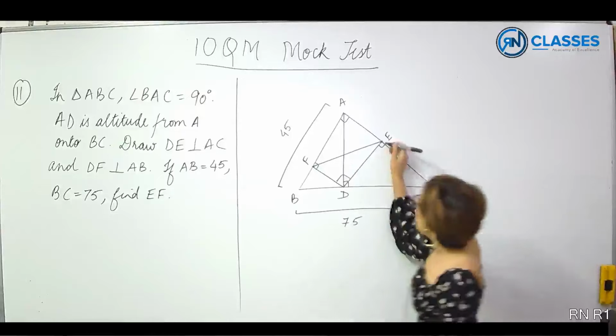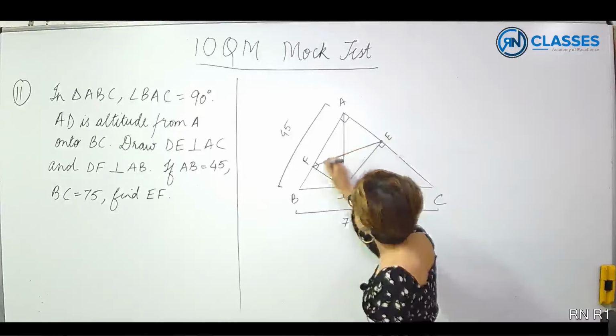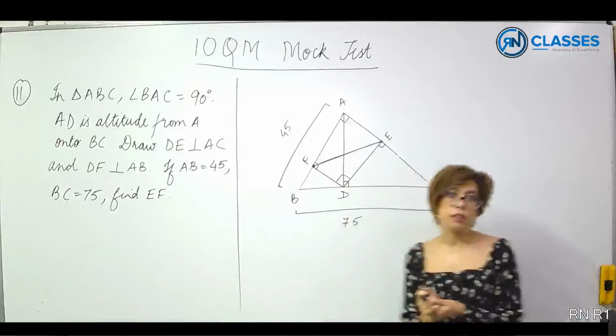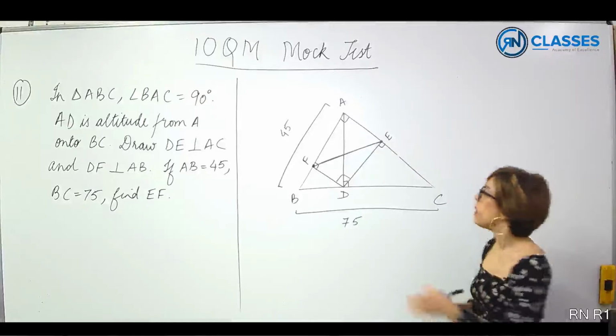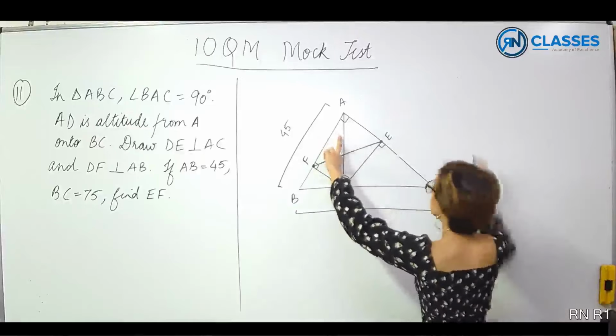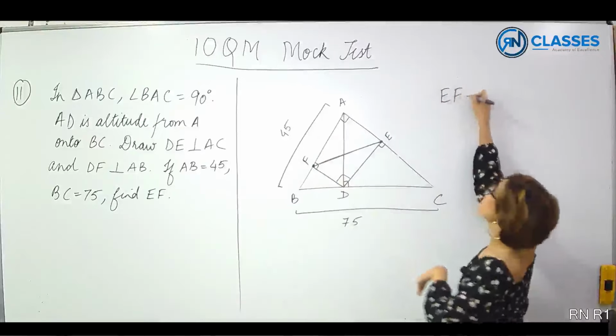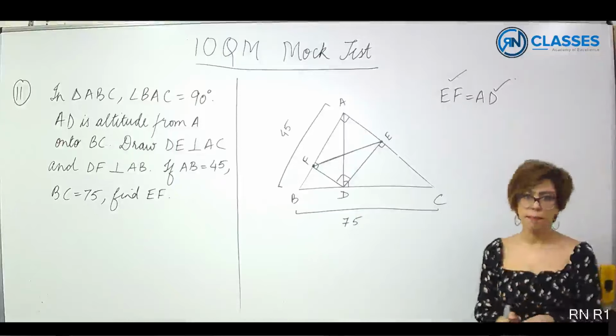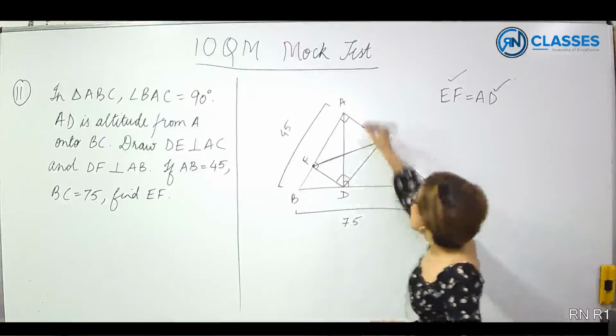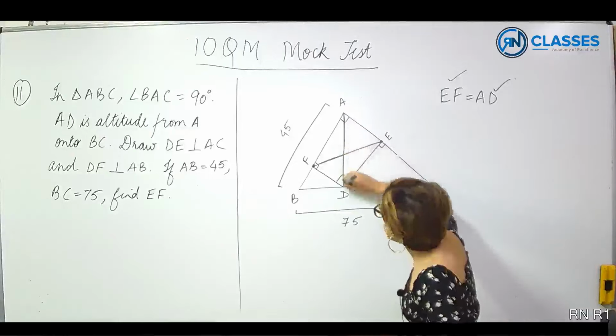Right? Now, I need to find out this length. This is the diagonal of the rectangle. Now, we know that the diagonals of the rectangle are equal. That means EF will be equal to AD. Right? So, instead of finding out EF, maybe I can find out this length AD. Now, let's see what AD is. AD is the altitude of the triangle.